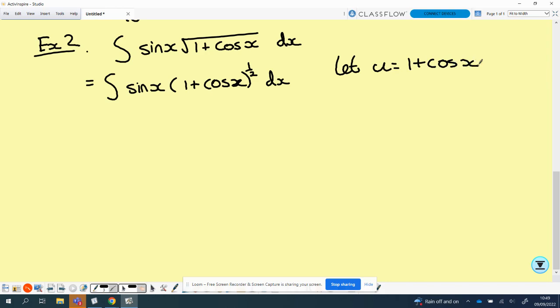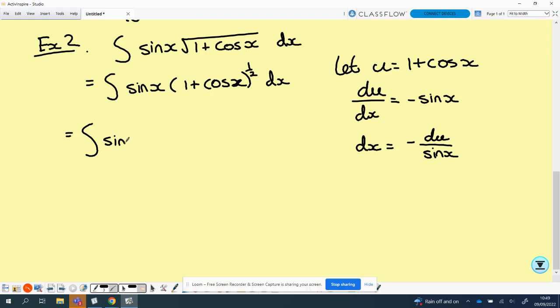Okay. So, if I differentiate that with respect to x, I'm going to get du by dx. And we should know from higher that if I differentiate 1, well, that goes away. Differentiate cos, I get negative sine x. Okay, so just differentiate it. I'm then going to rearrange this so I get dx. So dx is going to be negative du over sine x.